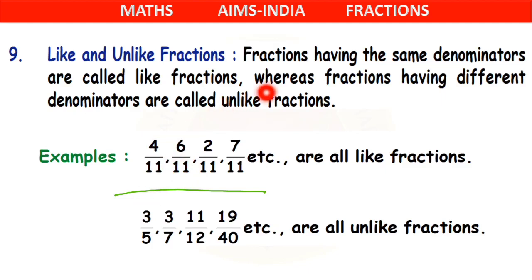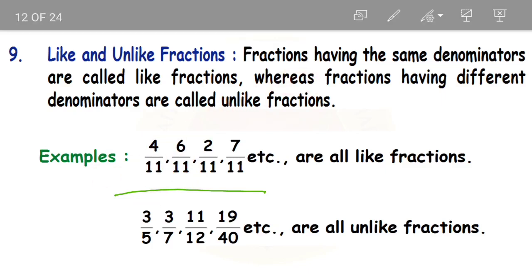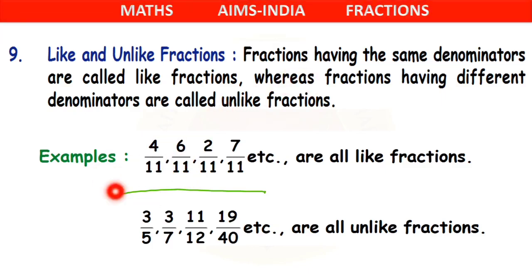Now next is unlike fractions. Now unlike becomes what? Unlike is the opposite of like. Yes, unlike is the opposite of like. So in the same way, as like fractions had the same denominators, unlike fractions will have what? Yes, unlike fractions will have different denominators.